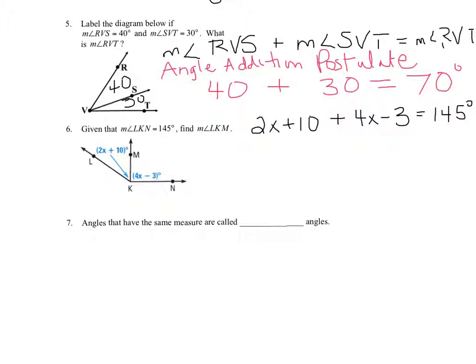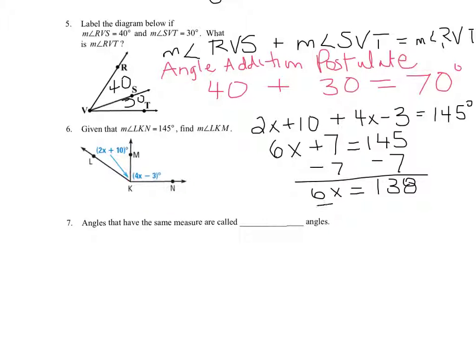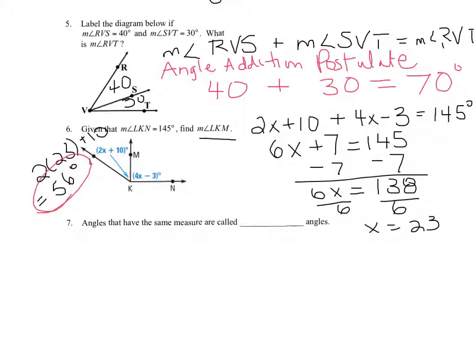Okay, our next problem says, given that the measure of LKN is 145 degrees, find LKM. So we know that these 2 angles here add up to this bigger angle, LKN. And we know that LKN is 145, so we need to just literally substitute what we know. 2x plus 10 plus this 4x minus 3 is all going to equal 145 degrees. So if we go ahead and simplify this here and solve it, x is going to equal 23, which means that the measure of angle LKM, if we substitute in 23 for x, is going to give us 56 degrees, and that is our solution.